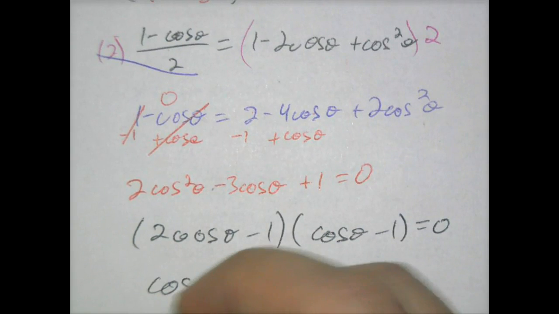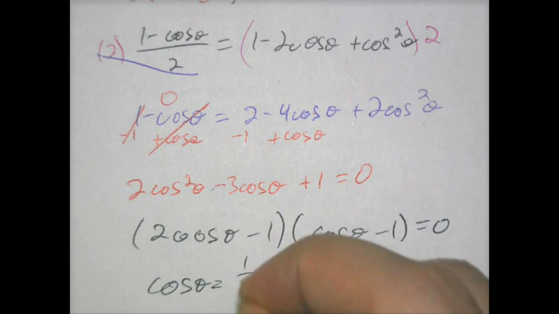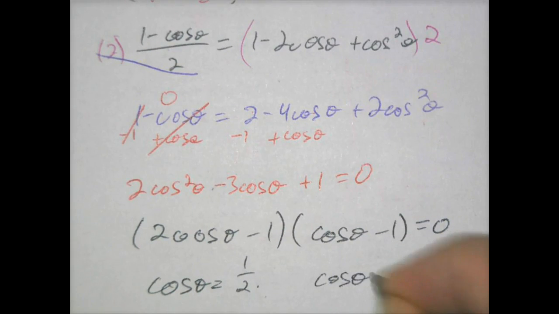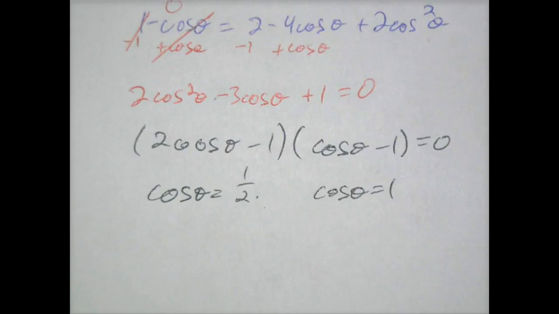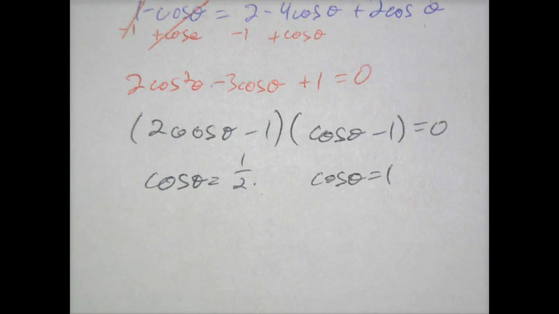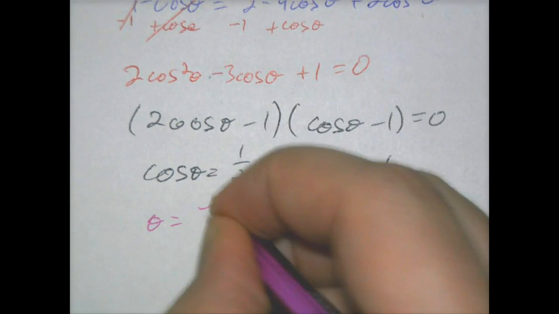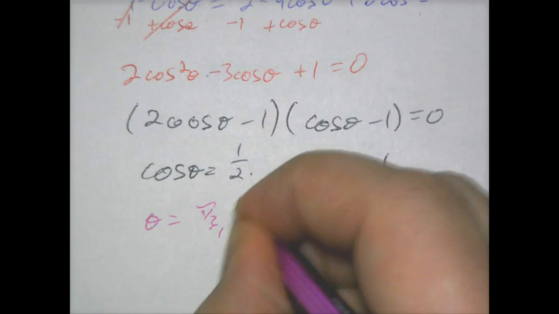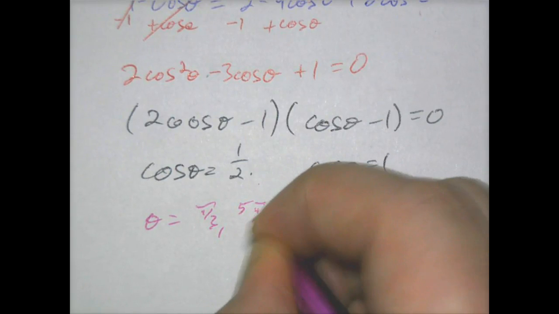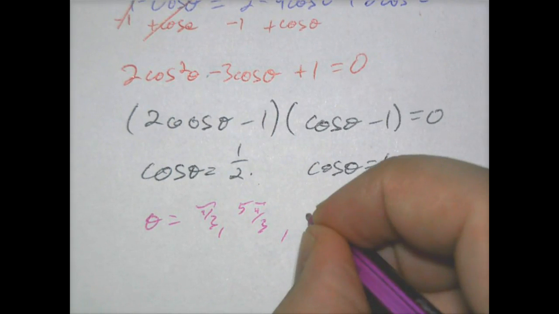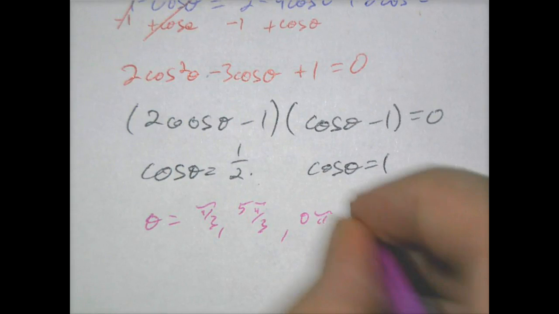And I remember how to do section 5.3 because I remember how to study and do things that we did in the past. Did pi over 3 and 5 pi over 3, and cosine is 1 at 0 pi.